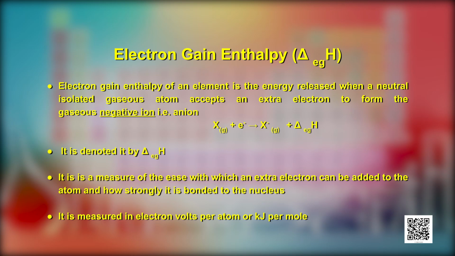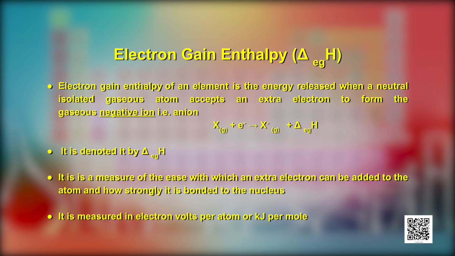We know that energy is required to remove the outermost electron from an atom because this electron is experiencing nuclear attraction. Similarly, if an electron is added to the nucleus, it will also experience attraction by the nucleus. When it experiences attraction, some energy is released. This is termed electron gain enthalpy. It is defined as the energy released when an extra electron is added to a neutral isolated gaseous atom to form the gaseous negative ion, that is, anion. It is denoted by delta Eg capital H.